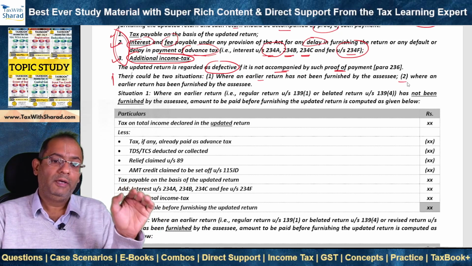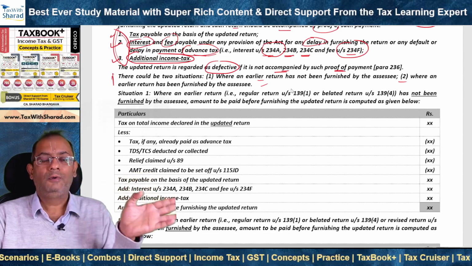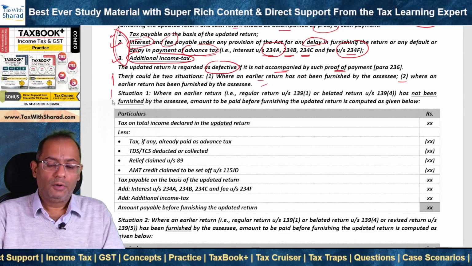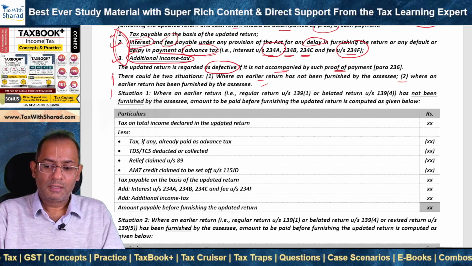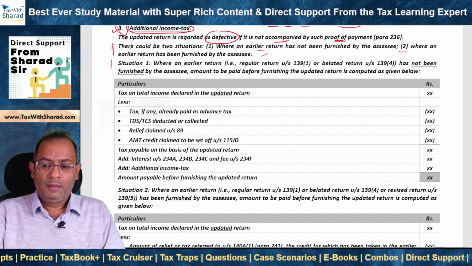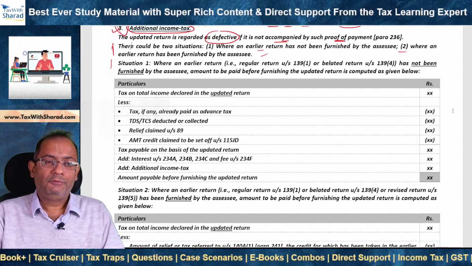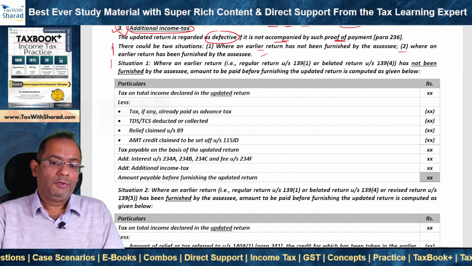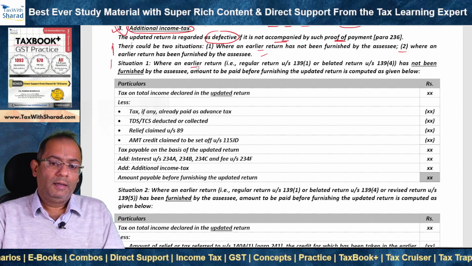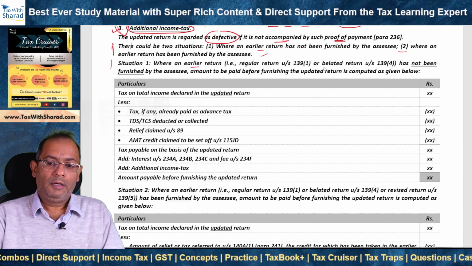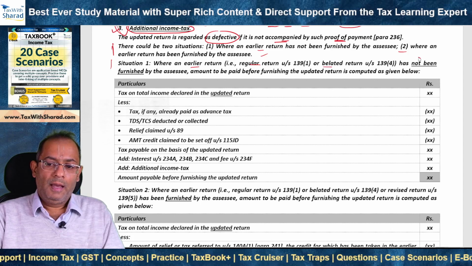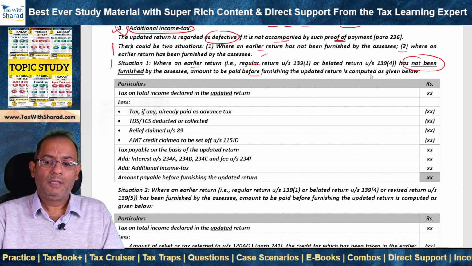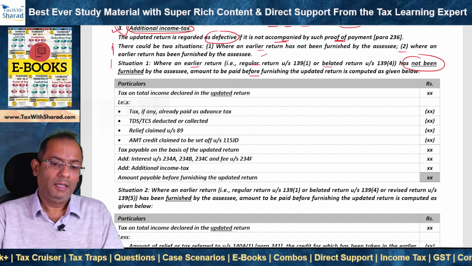Situation number two could be where an earlier return has been furnished and now he is furnishing an updated return. Let's take a look at situation 1 first and see how the amount of tax payable before furnishing of the updated return will be computed. So in situation 1, where an earlier return, that means a regular return or a belated return, has not been furnished by the assessee, the amount to be paid before furnishing the updated return is computed as given below. Let's look at the table.